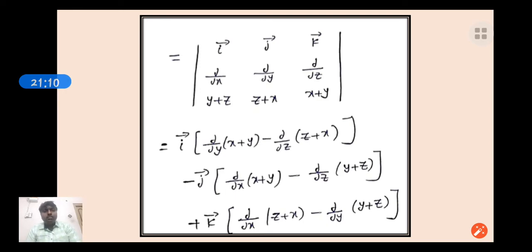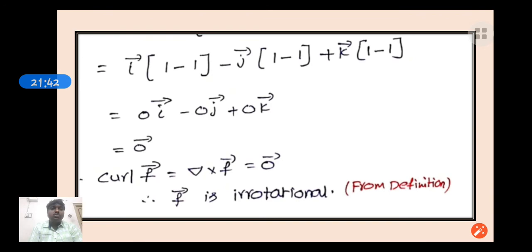By calculating the partial derivatives now, dou by dou y of (x plus y): with respect to y, x is constant so it is 0, the derivative of y is 1, so the value of this one is 1. And dou by dou z of (z plus x), the value is also 1. Now dou by dou x of (x plus y) is also 1, dou by dou z of (y plus z) is also 1, and the last ones, dou by dou x of (z plus x) with respect to x is 1, and dou by dou y of (y plus z) is also 1.